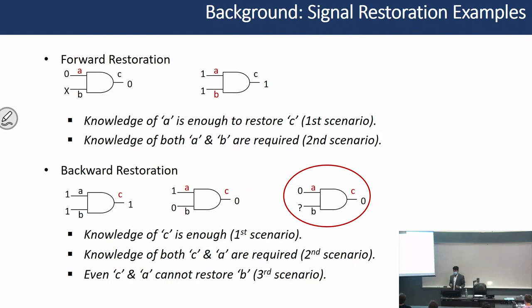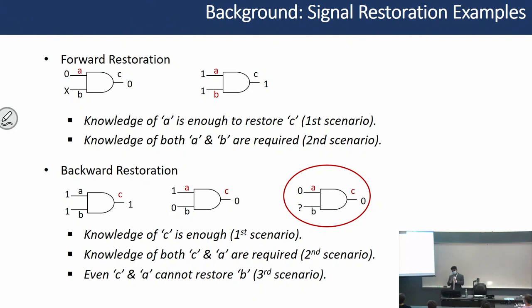Forward, as you can clearly understand, means you're tracing the input and restoring the output. In this slide, we'll take the example of a two-input AND gate. However, this can be extrapolated to other gates also, like OR gates, NAND gates, NOR gates, and multiple inputs. The convention is that anything in red or maroon means we are tracing that, and anything in black means we are restoring that. So in the first picture on forward restoration, you are tracing A, and if A is 0, you know that C is also 0, right? Then in the second one, you're tracing A and B, and if A and B are both 1, you know for sure that C is also 1.